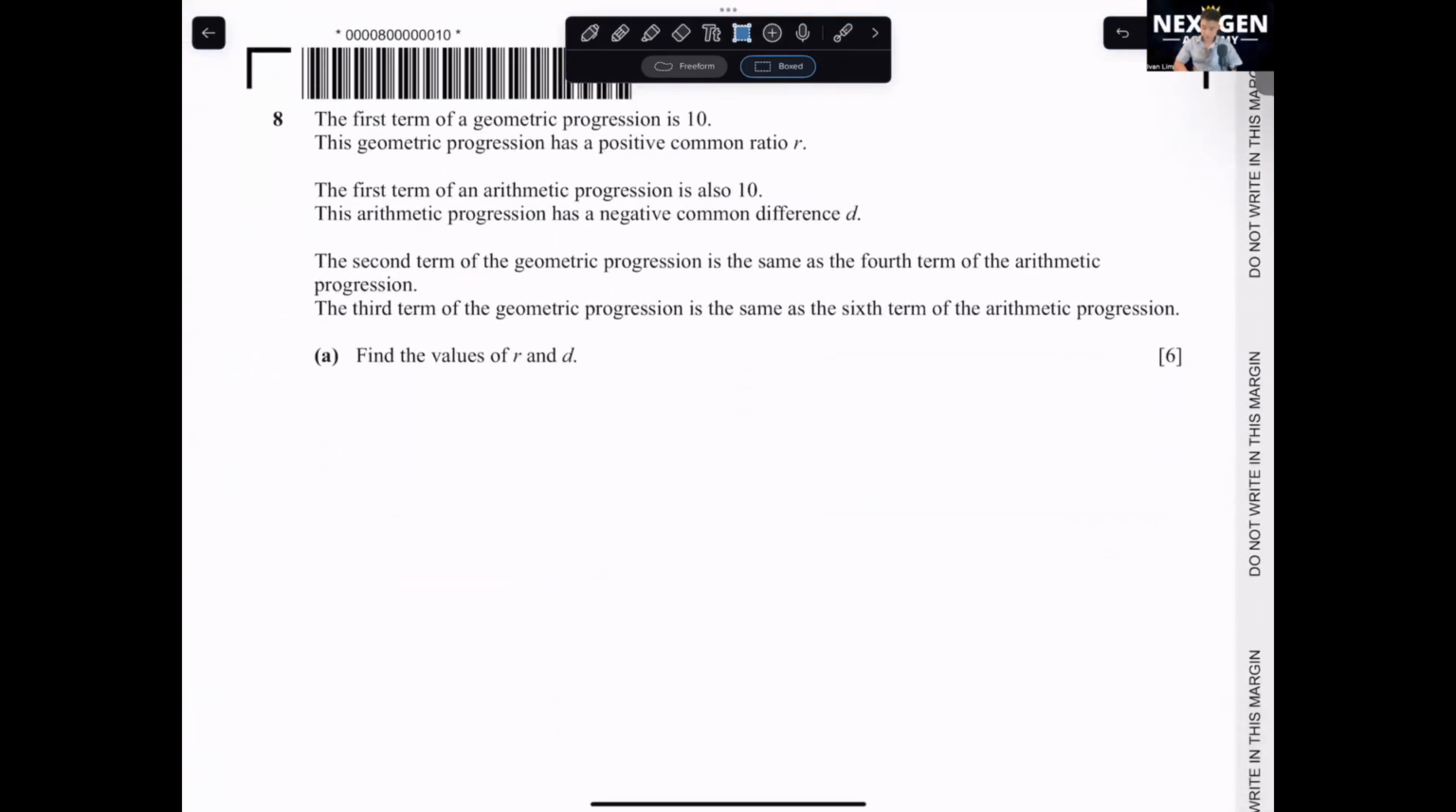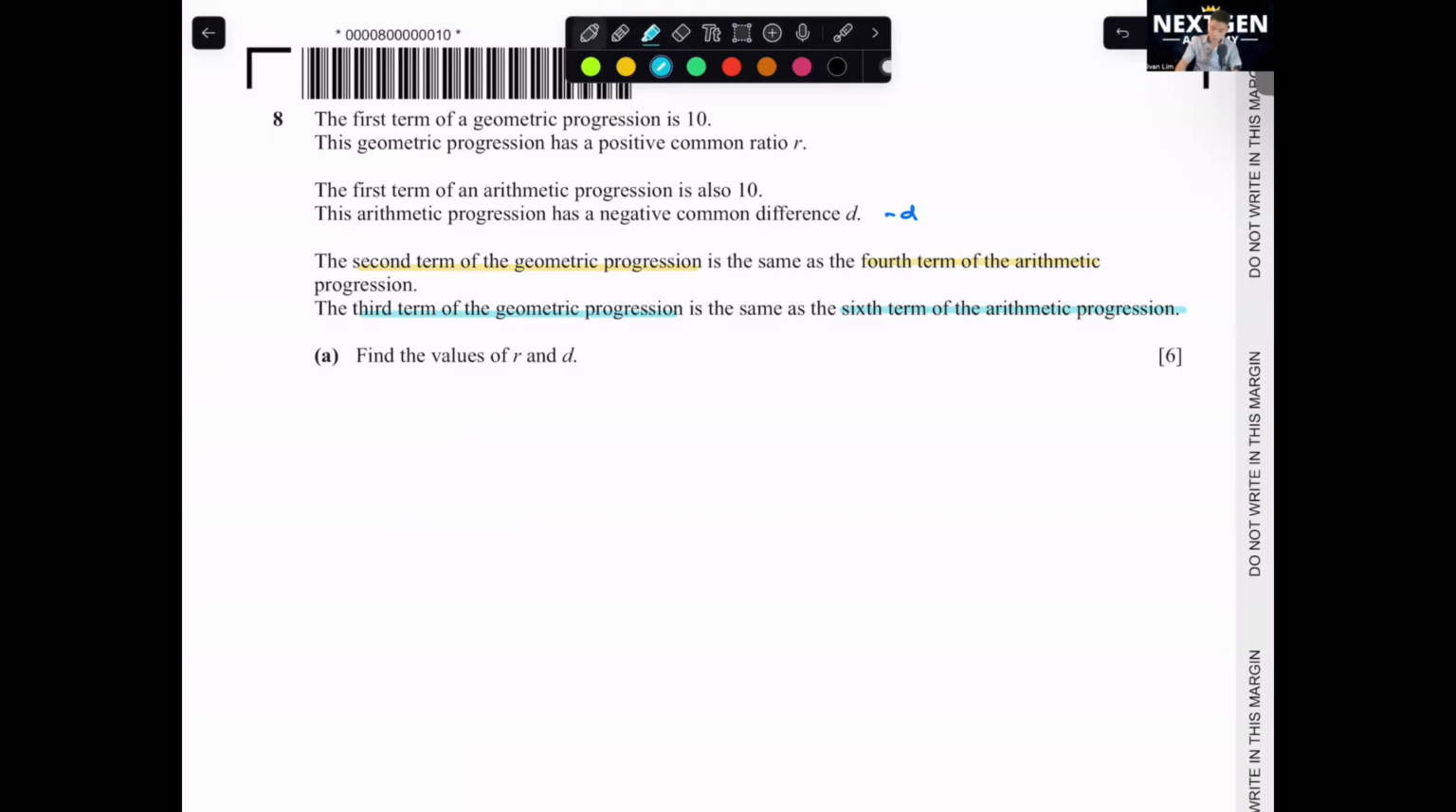Okay, number 8. The first term of a geometric progression is 10. The geometric progression has a positive common ratio r. The first term of an arithmetic progression is also 10. The arithmetic progression has a negative common difference of d. So this is minus d. The second term of the geometric progression is the same as the fourth term of the arithmetic progression. The third term of the geometric progression is the same as the sixth term of the arithmetic progression. Find the value of r and d.